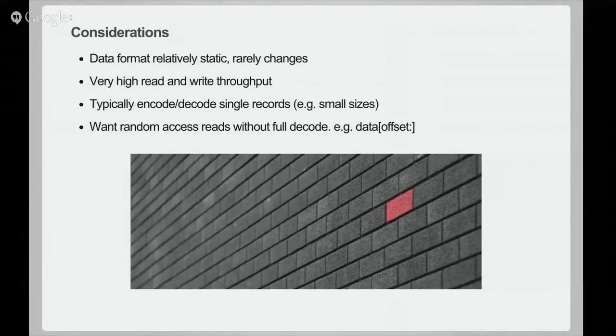In terms of considerations, we have a lot of reads and writes, more reads than writes, but a lot of both. Our data format doesn't change too much. And like I said before, we actually want access to the data in partial formats, so sub items of each record without actually having to decode the entire records.